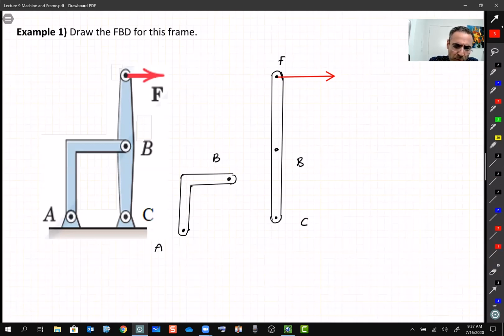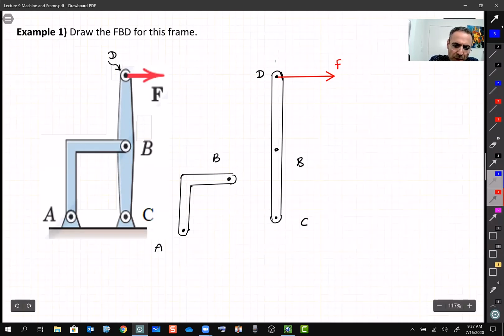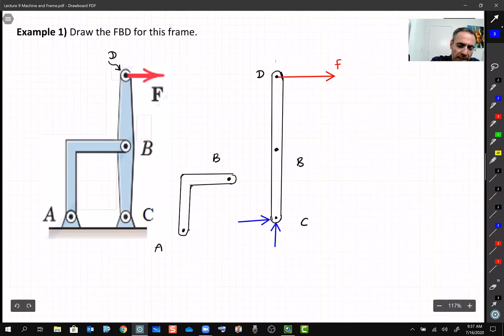Okay, maybe this point was an F, in fact. A, B, C, D. This point was D. Right? The name of this joint is D. So the external force is F, right? Well, we start with C. C is a joint. And for a joint, we know that it's going to be what? It's going to be CX and CY, right? That's easy.